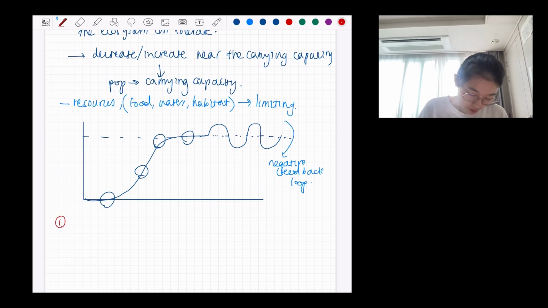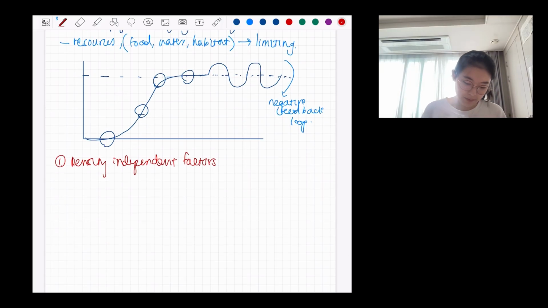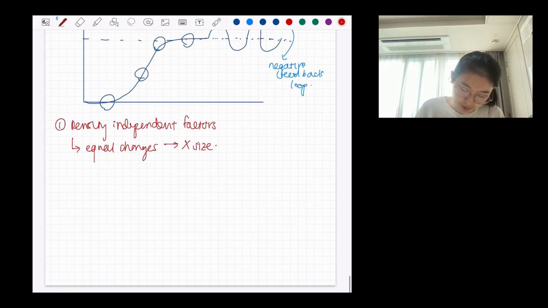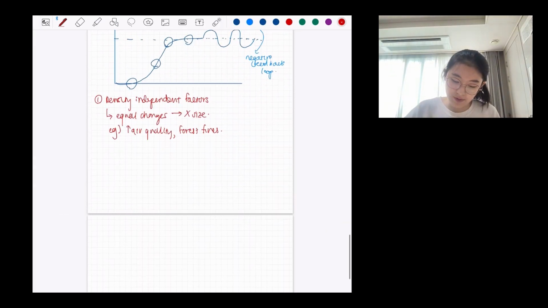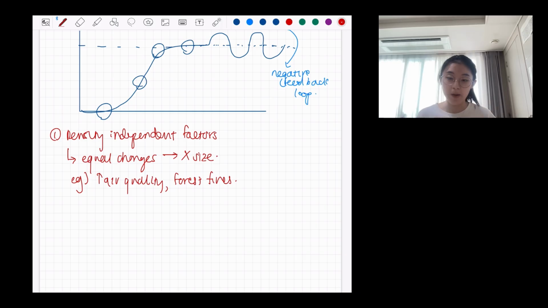To elaborate a little bit more on what they are, density independent factors are essentially factors that are completely unrelated to the density of the population, and these factors generally have equal changes on the population regardless of the population size. So it doesn't depend on the size of the population, it's still pretty much going to have the same effect. Examples of this would be improving air quality, forest fires, etc. All of these are density independent factors. They don't depend on how much of the population we have.